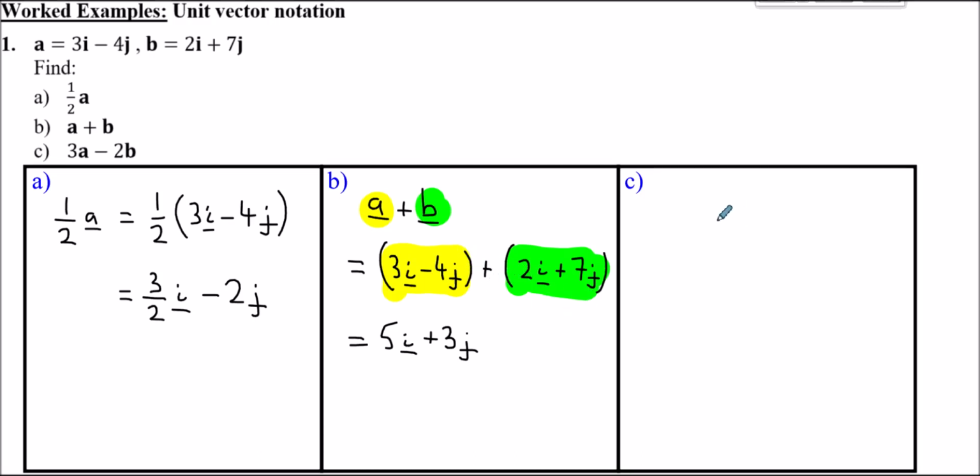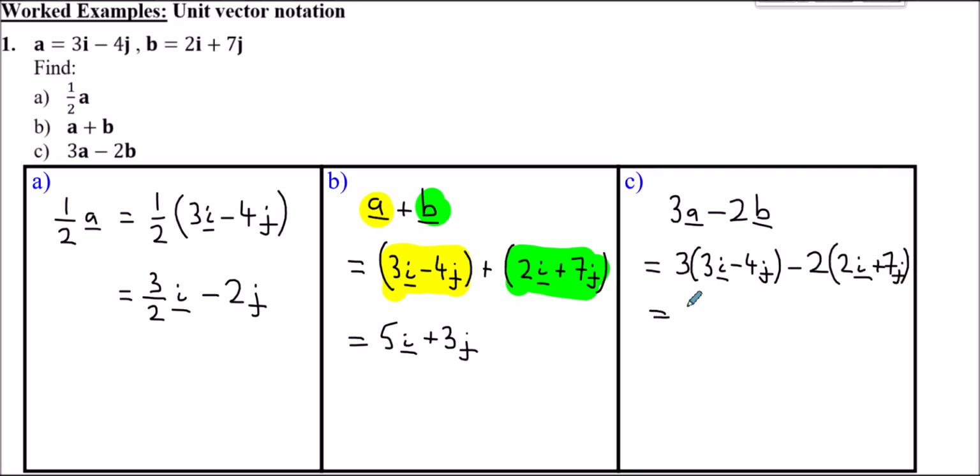For part C, we need to work out 3A minus 2B, again in unit vector notation. So for 3A, we need 3 lots of 3i minus 4j. Then we're going to subtract 2 lots of B, which is 2 lots of 2i plus 7j.